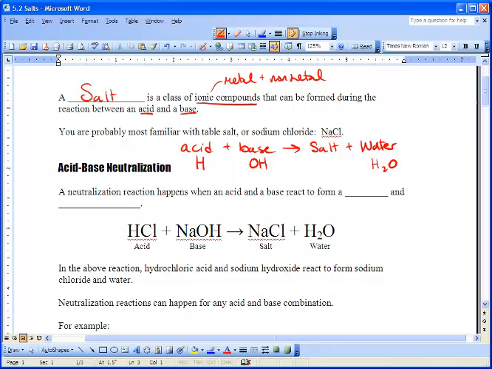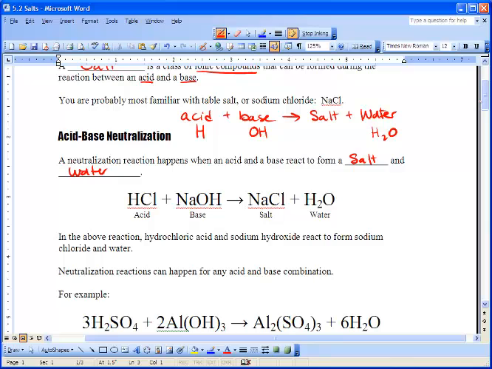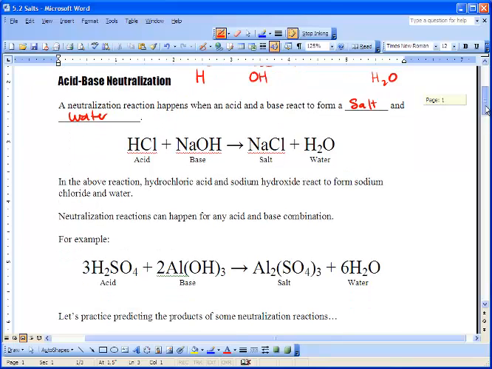All right, so a neutralization reaction happens when an acid and base react to form a salt and water. And we can see that right here. We've got hydrochloric acid plus sodium hydroxide, and our salt is sodium chloride and water. Neutralization reactions can happen from any acid and base combination. So let's just take a look at this. We've got H2SO4, which is sulfuric acid, plus aluminum hydroxide, and then we get aluminum sulfate plus water.